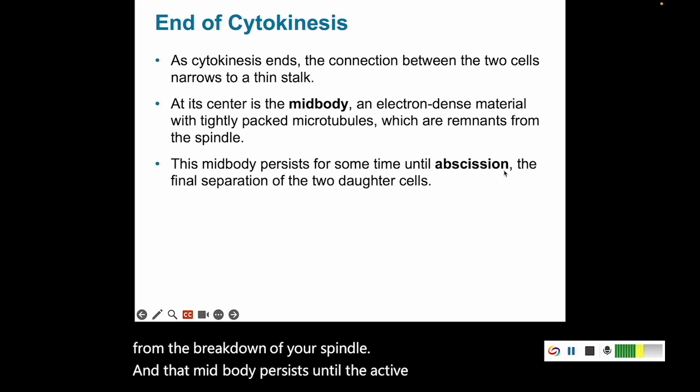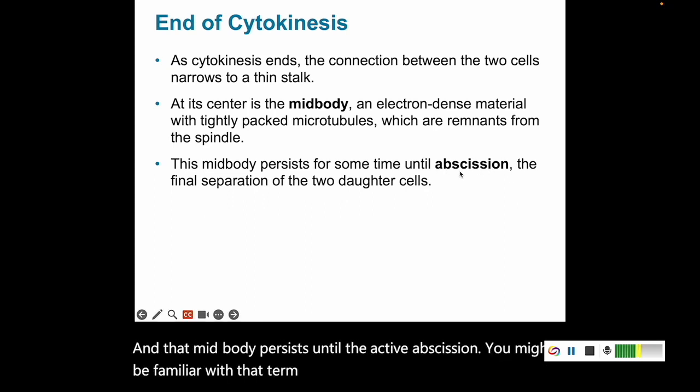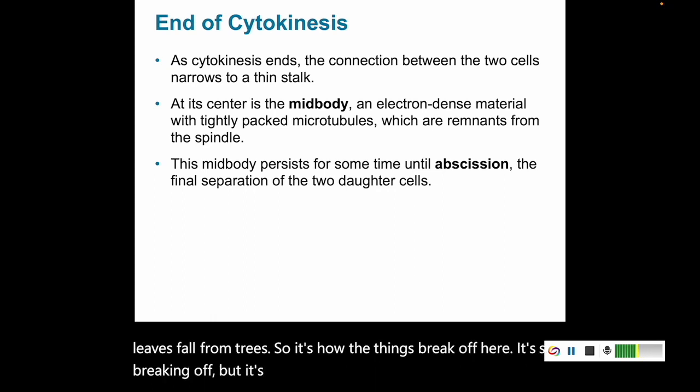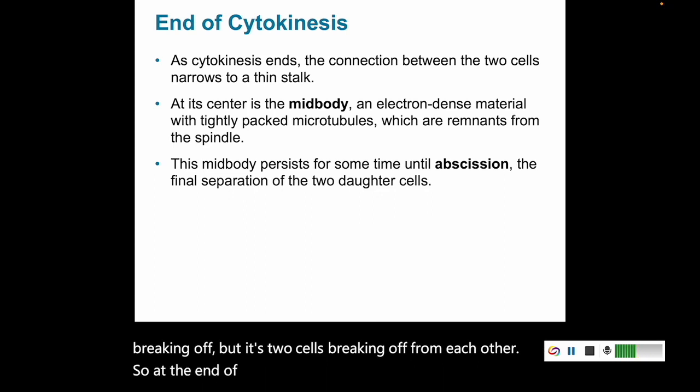You might be familiar with that term abscission for being the word of how leaves fall from trees. So it's how the things break off. Here it's still breaking off, but it's two cells breaking off from each other. So at the end of cytokinesis, abscission is that step of two daughter cells finally separating from each other.